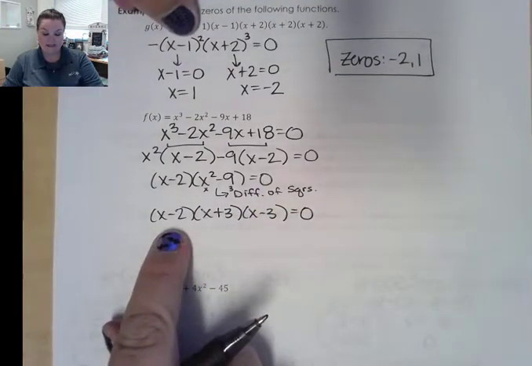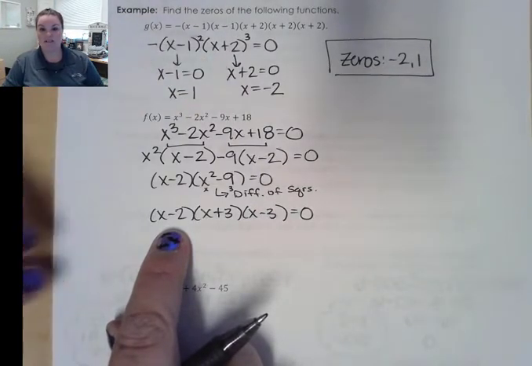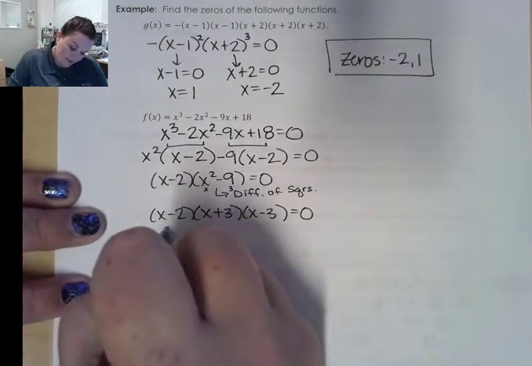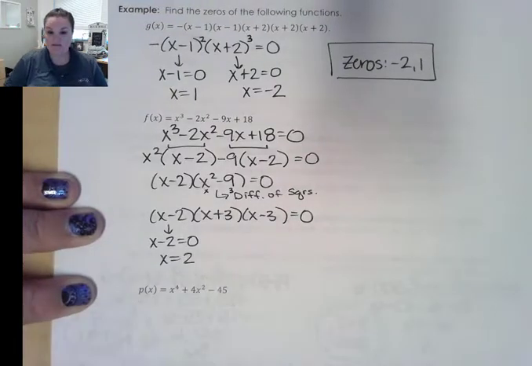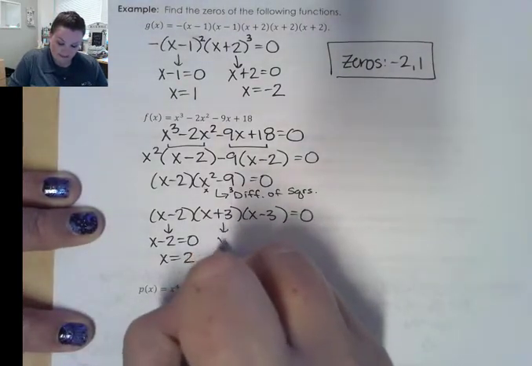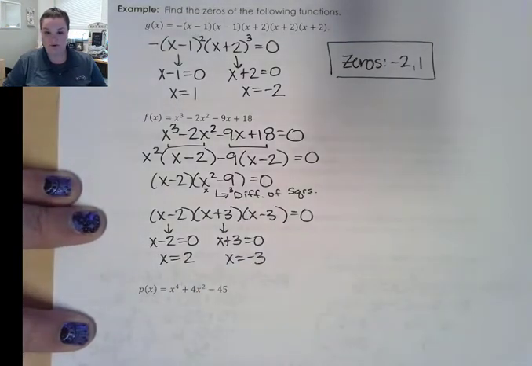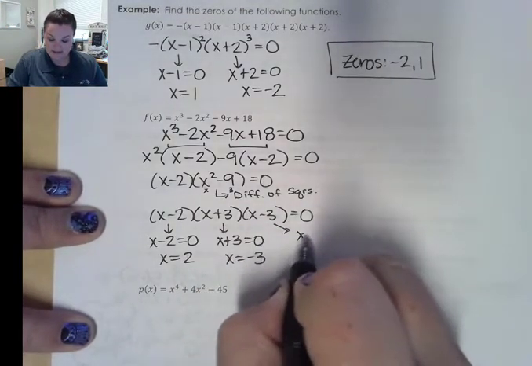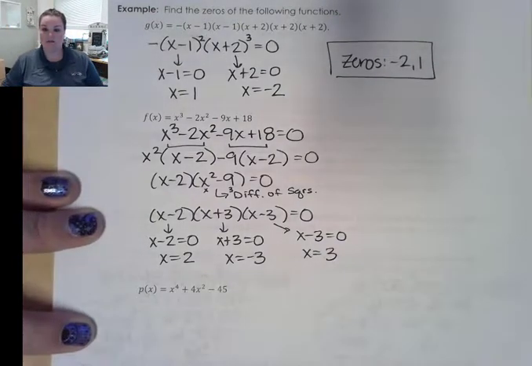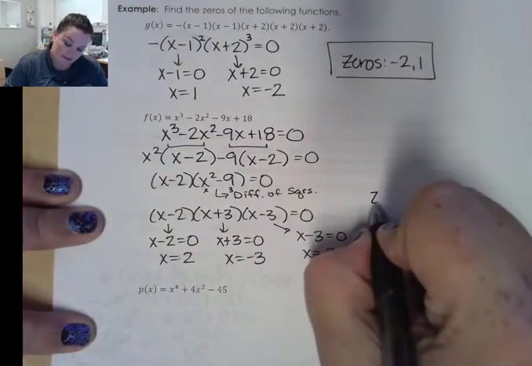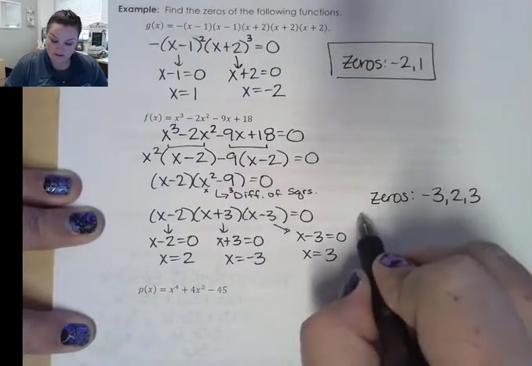And then just like I did once I had this one up here completely factored, now I just set each factor equal to 0 and solve. So if I set this one equal to 0, x minus 2 equals 0, that gives me x equals positive 2. When I set x plus 3 equal to 0, that's going to give me a -3 when I solve it. And then x minus 3 equal to 0 is going to give me a positive 3 when I solve it. Okay, so that means that the zeros of this function are -3, 2, and 3.